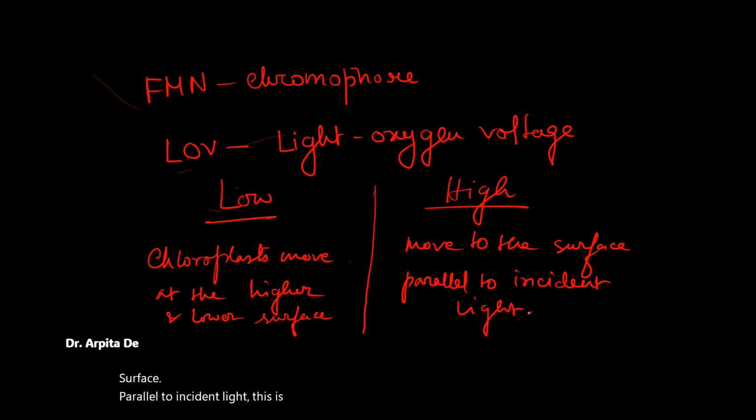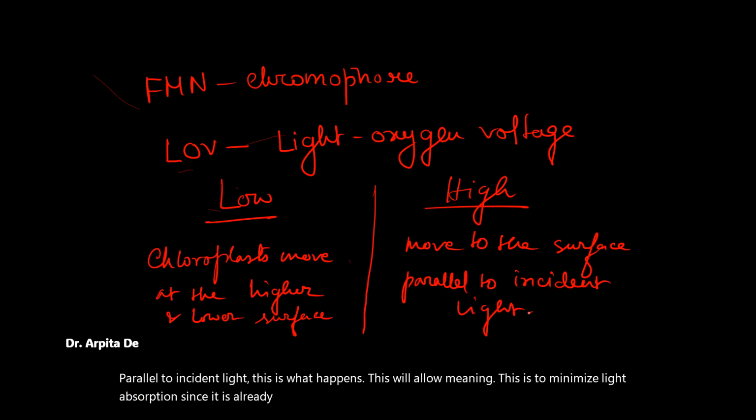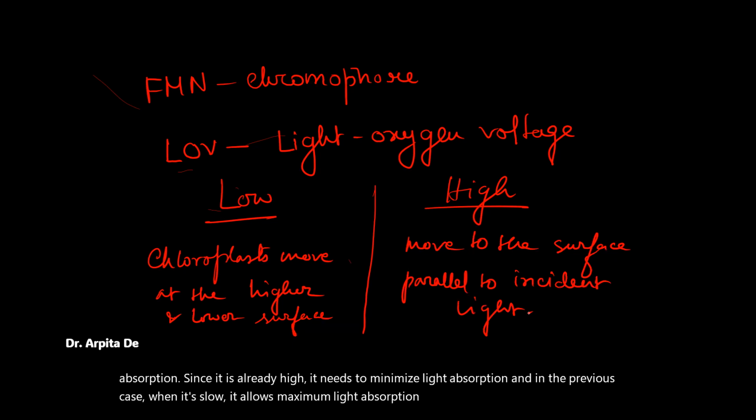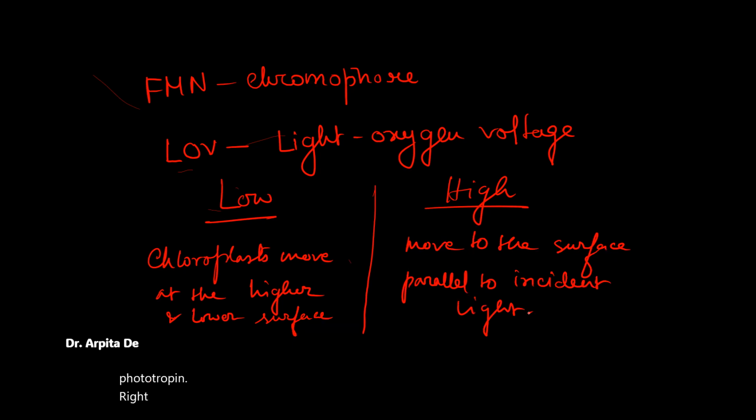This is to minimize light absorption since it is already high. It needs to minimize light absorption, and in the previous case when it's low, it allows maximum light absorption. So this is all about your phototropin, right?